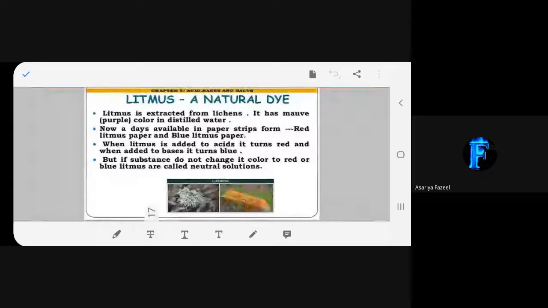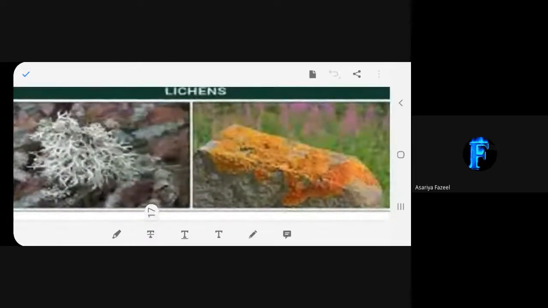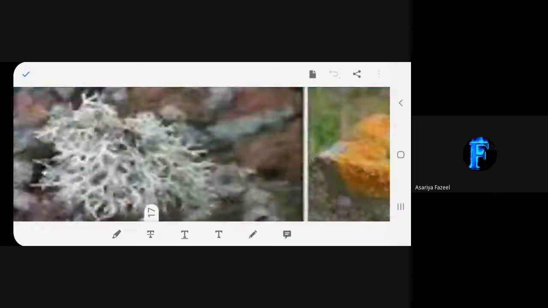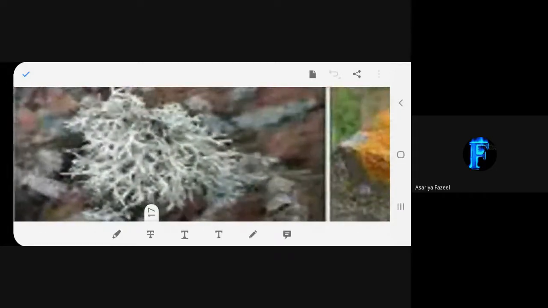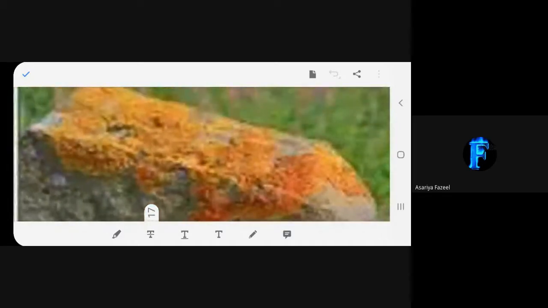Now you can see lichens over here. These are lichens. You get them on rocks, in the jungle, in the forest. You can see all these lichens. See this. This is how it looks, patchy.